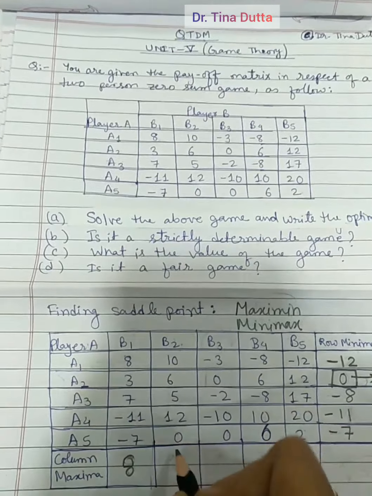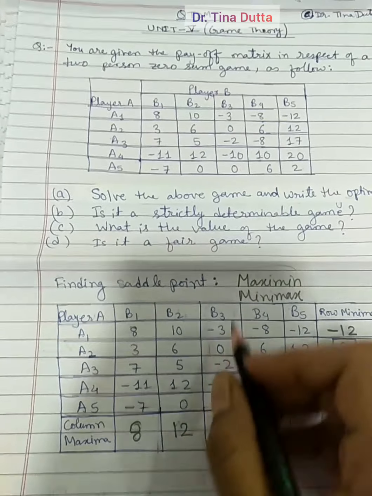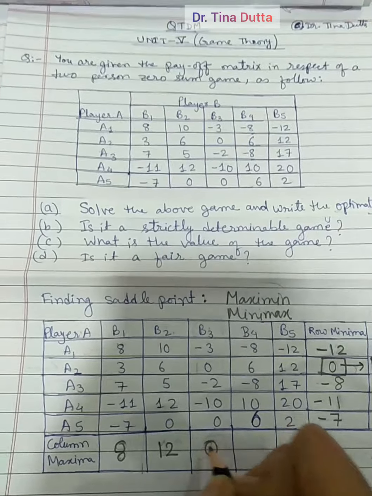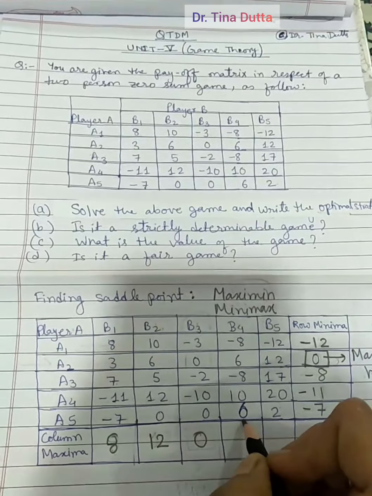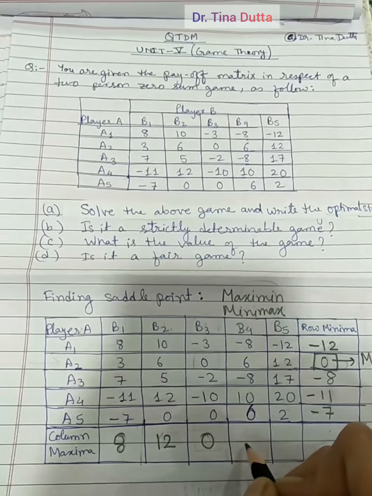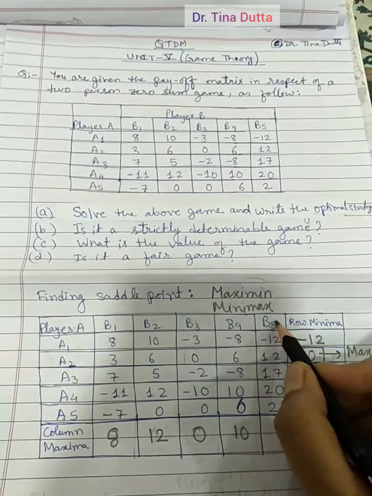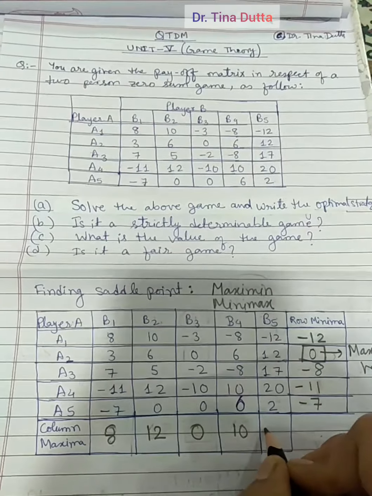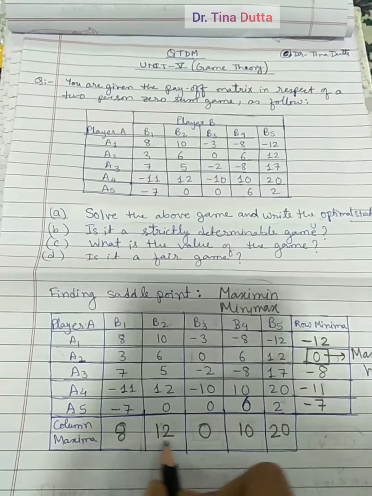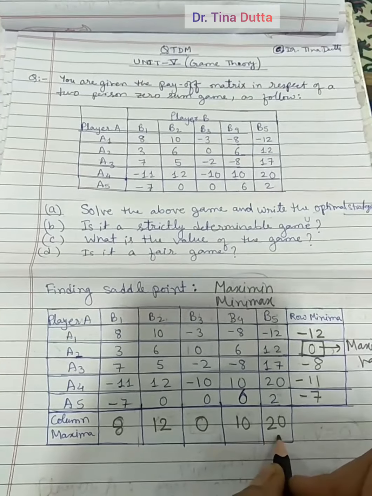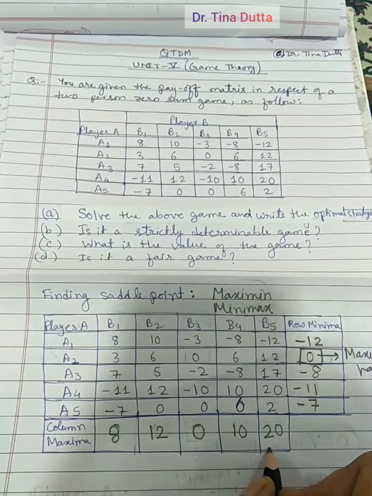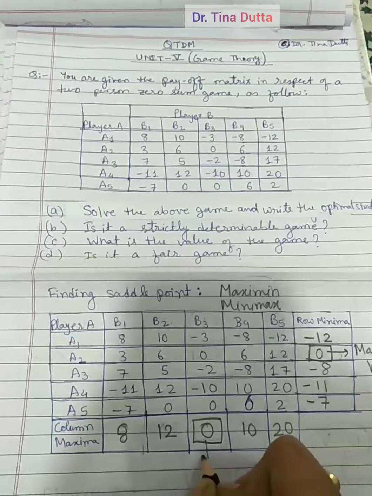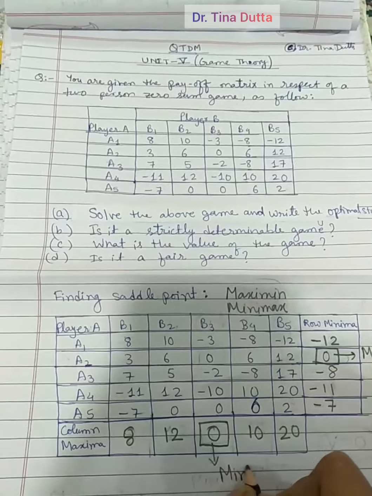In the next column, the maximum loss would be 12 for player B. In the third column, for B3 strategy, maximum loss will be 0 for player B. B4 strategy, if he adopts, the maximum loss will be 10. And if player B adopts B5 strategy, so for the fifth column, the maximum loss will be 20. So we have written maximum values for each column, and then out of these maximum values we need to select the minimum value. So this is the minimum value, 0. This value is minimax value.